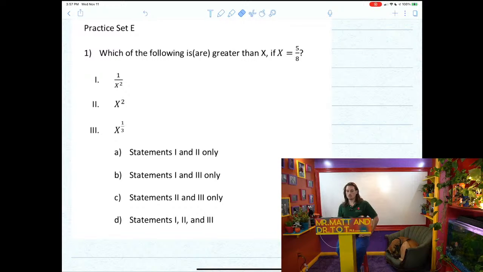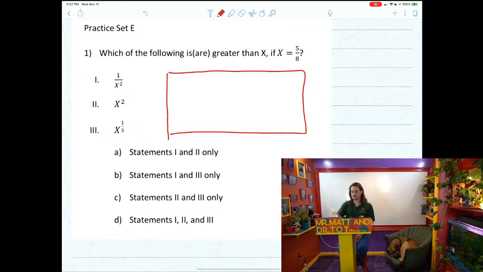Okay, so we could take 5/8 and just plug it into each of these expressions and see which of them turned out to be greater than 5/8, the number that we started with. That's always an option that you can just plug in, but let's try and solve conceptually here. So let's think about if the number were greater than 1. So again, let's say that x is equal to 4, which is greater than 1, versus x is equal to 5/8, which is in between 0 and 1.